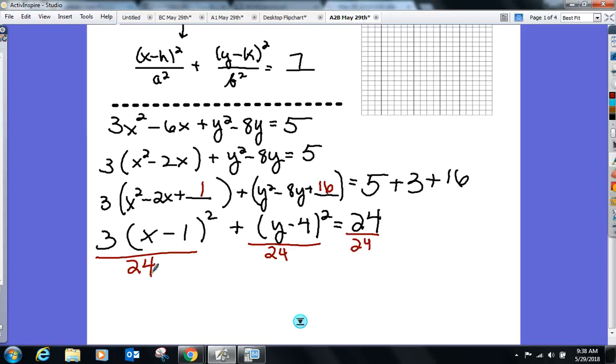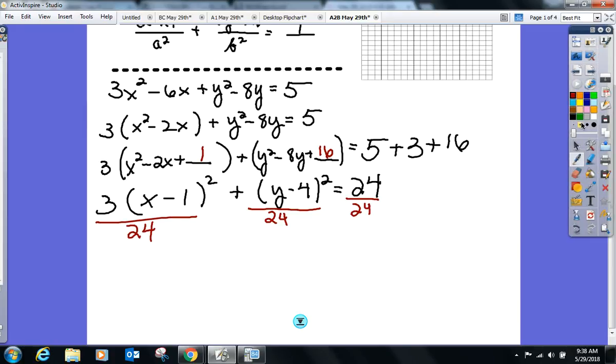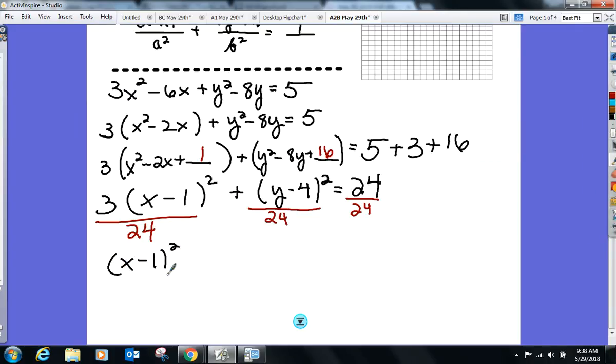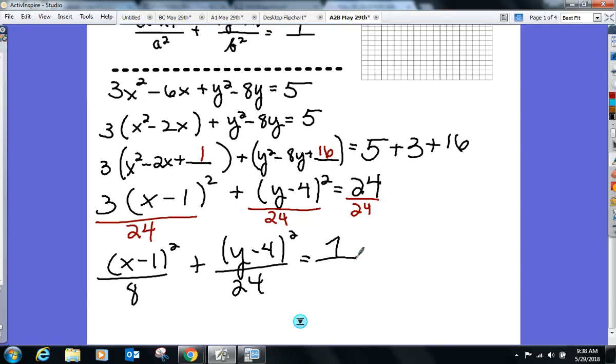Everyone ready for your ellipse equation now? 3 over 24, reduce it. X minus 1 squared all over 8, here we go. Plus, nothing to reduce here, so that's going to stay over 24. And what's it all equal to? There it is. There's your ellipse equation.